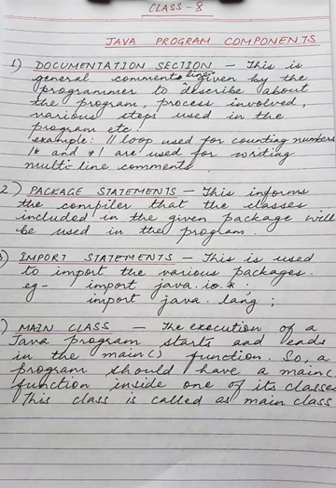First, the documentation section. This is a general comment line given by the programmer to describe the program, the process involved, various steps used in the program, etc. For example, if a loop is given to count the numbers, then in front of that loop we can always give a comment like "loop used for counting numbers." If there are multi-line comments, then they should be enclosed in /*, and */.